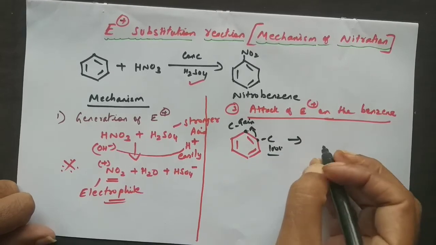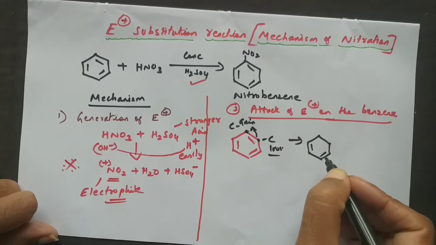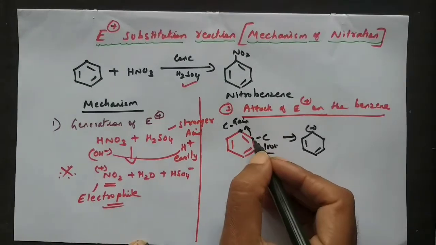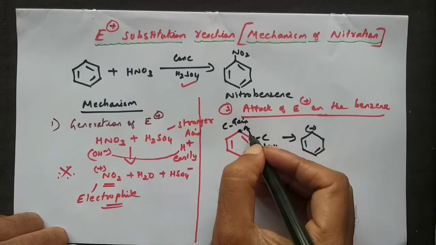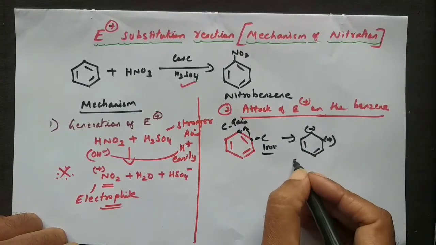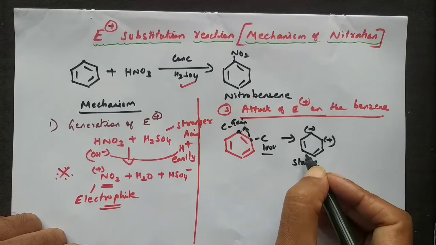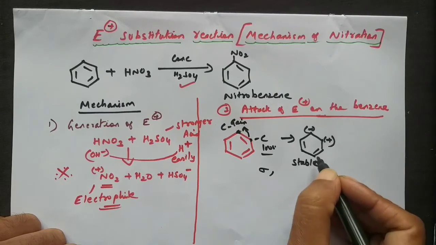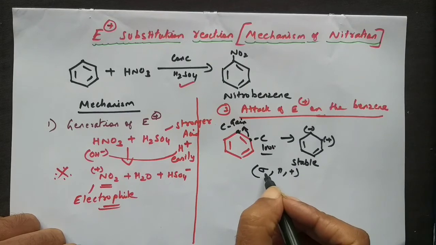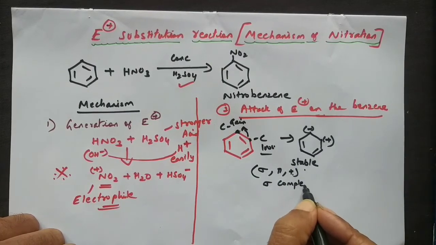As a result, I can symbolically write it like this. The carbon gaining the electron will have a negative sign, and this one will have a positive sign. And this compound is stable, because I discussed in the last video that any structure having a single bond, sigma, a double bond, pi, and then a positive charge, is stable, and we call it a sigma complex.